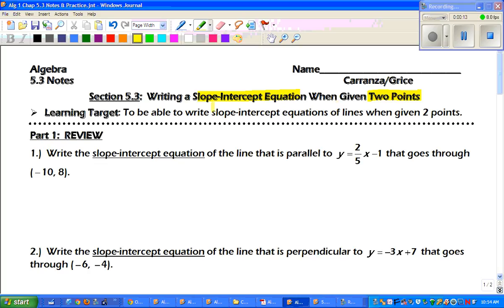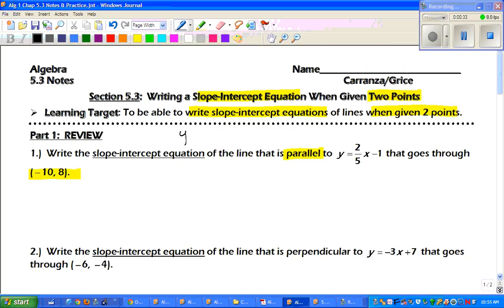Our learning target today is to be able to write slope-intercept equations of lines when given 2 points. So, Part 1, Review. Write the slope-intercept equation of a line that is parallel to y equals 2/5 x minus 1 and goes through the point negative 2, 8.